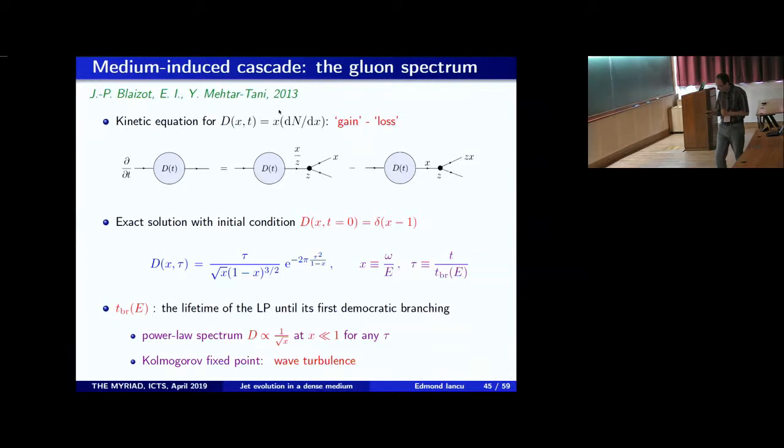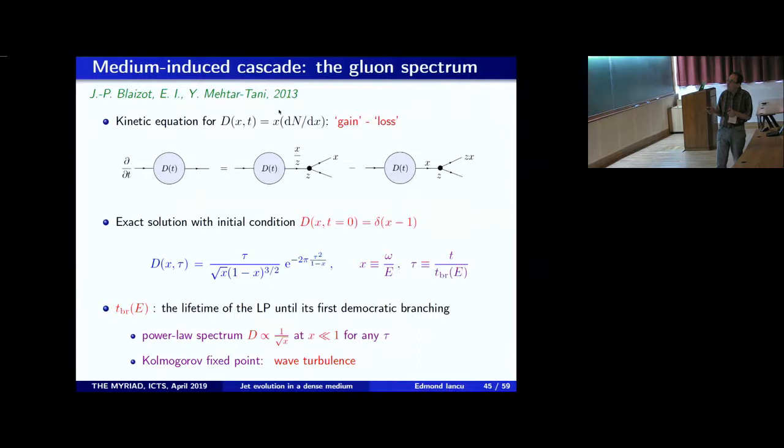So now I just play with this statistical physics problem. A classical statistical physics problem: I have a branching rate, which is this blob here, the BDMPS rate, and I want to look at some observables, say the spectrum. The spectrum is the number of gluons with a given value of x times x, where x is the energy fraction. So x is omega, the gluon energy, divided by E, the leading particle energy.